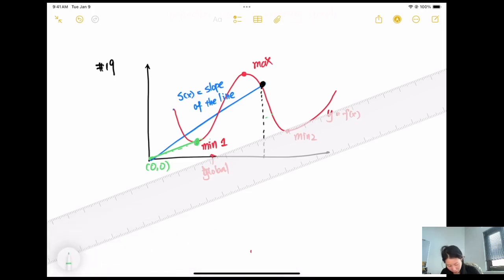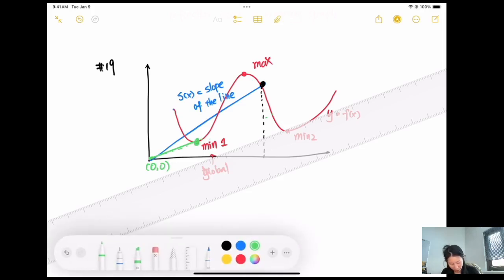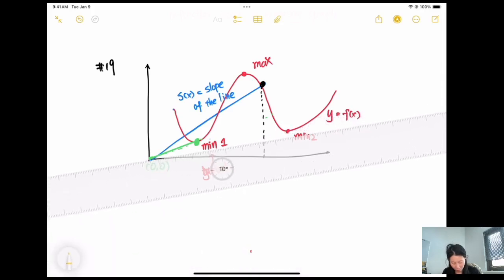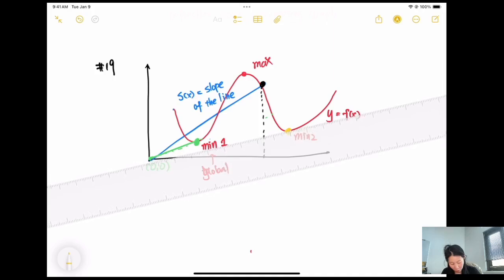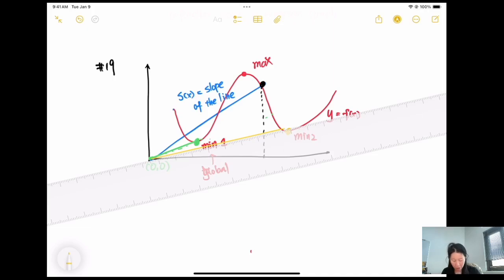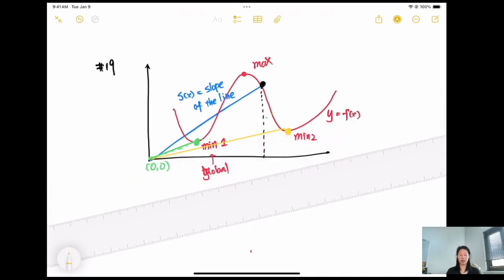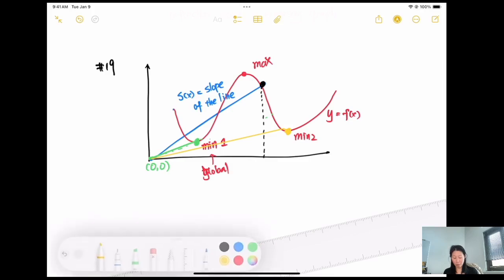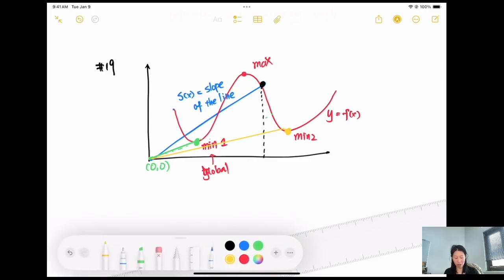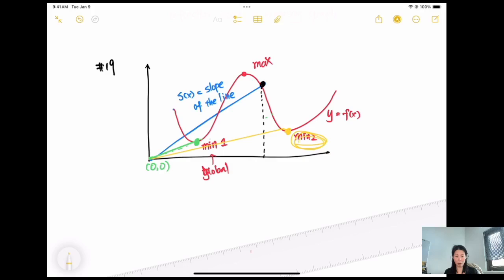So, and then if I have a second line, let's use a yellow pen connecting through the local minimum 2. I got this slope. As you can tell, the yellow line gives you a smaller slope. So that means the minimum slope occurs at this point.